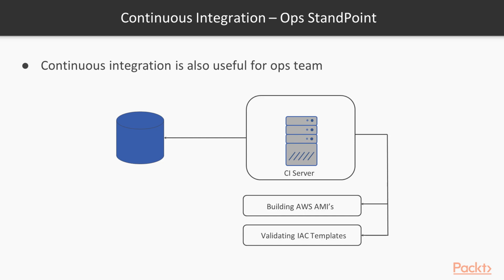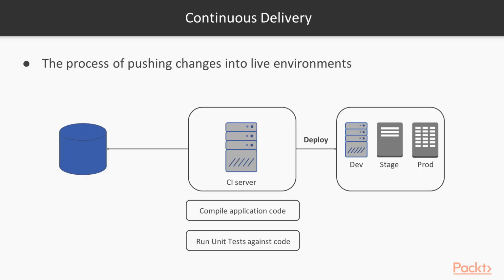Now, after continuous integration, the next part is continuous delivery. Continuous delivery is basically the process of pushing the code into the live environment. This is one of the simplest definitions. So once the CI server has verified that the code being pushed has compiled successfully, and it has verified that the unit tests are correct, the next stage is continuous delivery, where it goes ahead and deploys the successfully compiled code into the dev environment, into the staging environment, and even into the production environment. So that is continuous delivery.